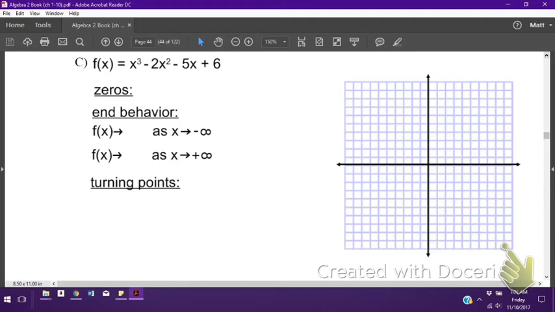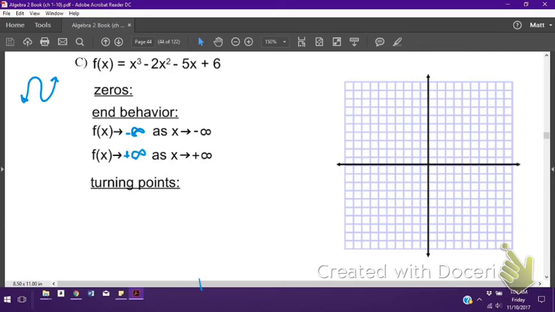Well, if I have a leading coefficient of 1 and a degree of 3, then what kind of graph do I have? Well, I have a positive odd graph, right? So that means that my graph will again look something like this. Okay, so what we need to do is find our zeros, right? But we know that as x approaches negative infinity, our graph approaches negative infinity, and as x approaches positive infinity, our graph also goes to positive infinity.